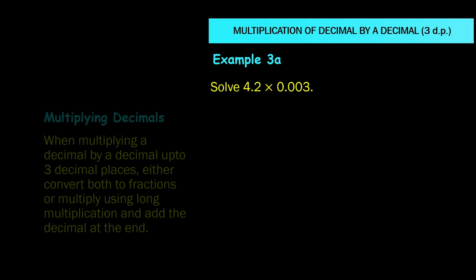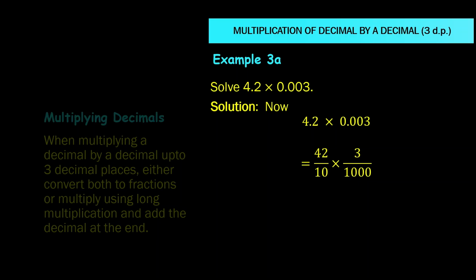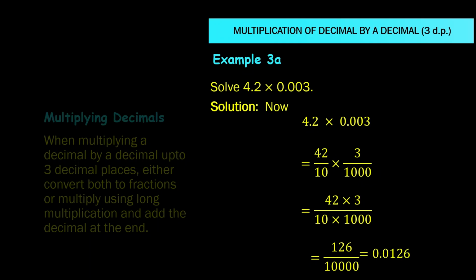We begin by converting both decimals to fractions, as shown. Then multiply the numerators and the denominators to give 126 over 10,000, which is equal to 0.0126.